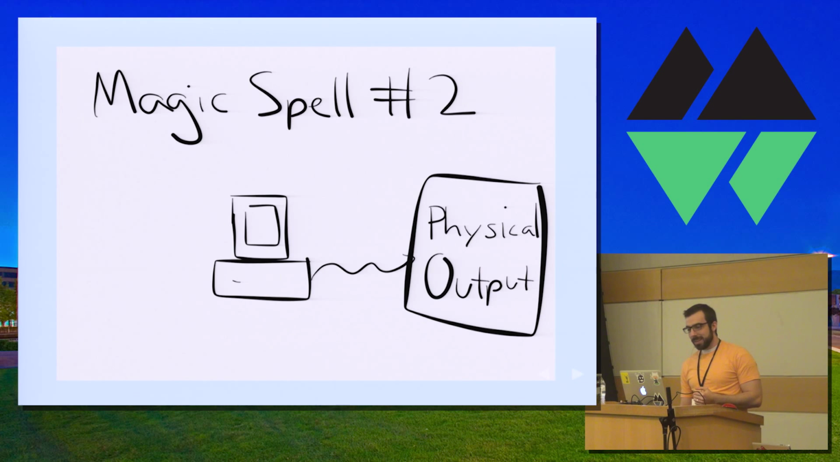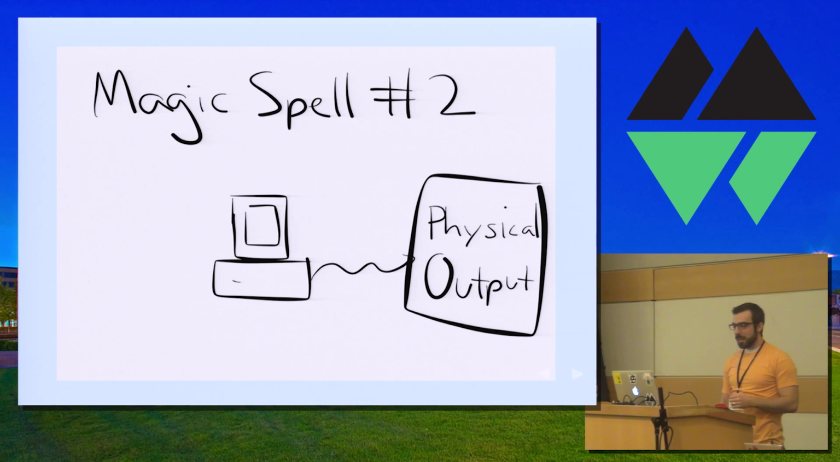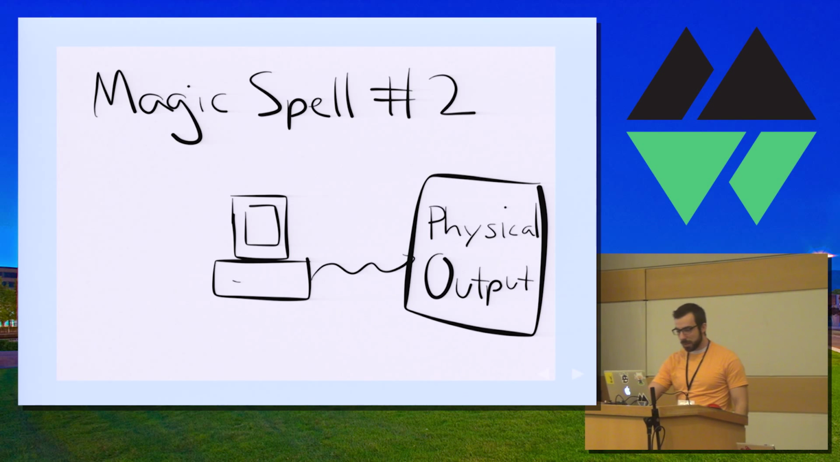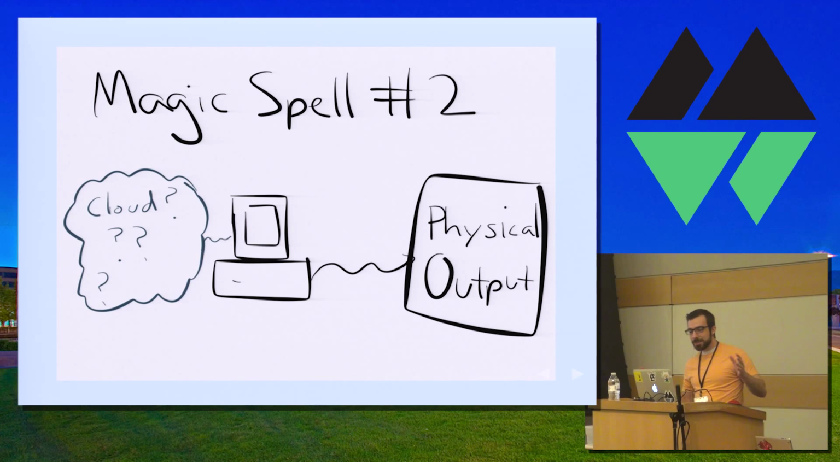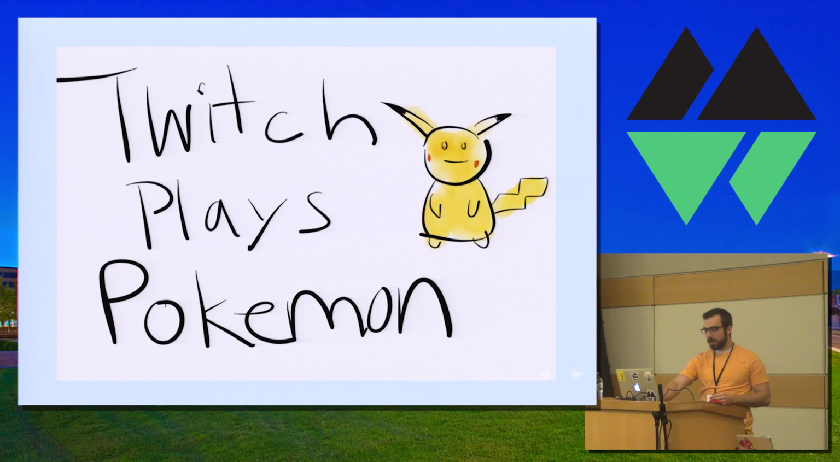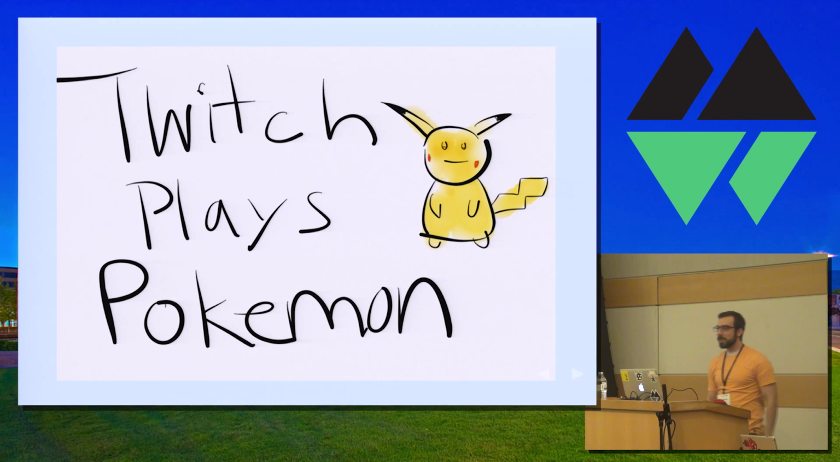That'd be sweet. The next magic spell is where you take input into your computer and turn it into physical output in the real world. That could come from the cloud, too. And it will. But first, for some background, how many of you know what Twitch Plays Pokemon is? Okay. Everybody turn to your neighbor and explain what Twitch Plays Pokemon is. Just kidding. So Twitch Plays Pokemon is the internet version of a million monkeys on a million keyboards typing Shakespeare.